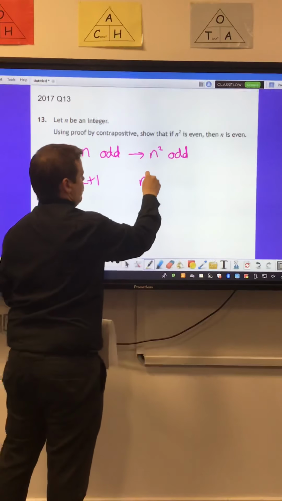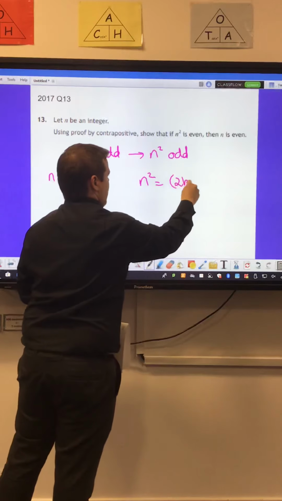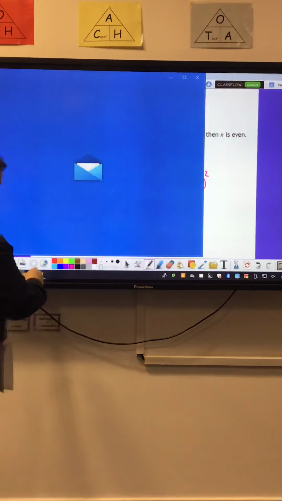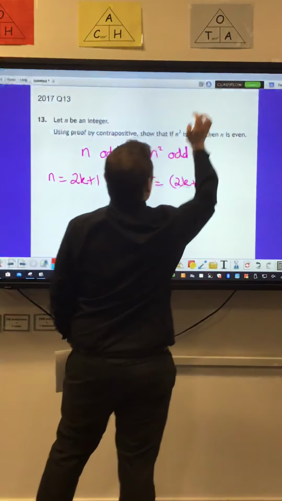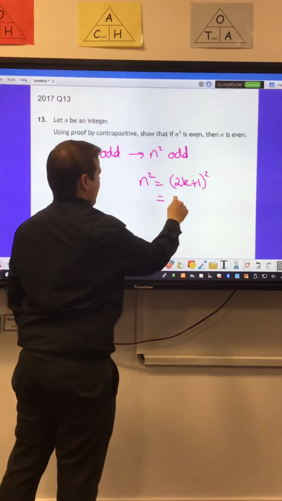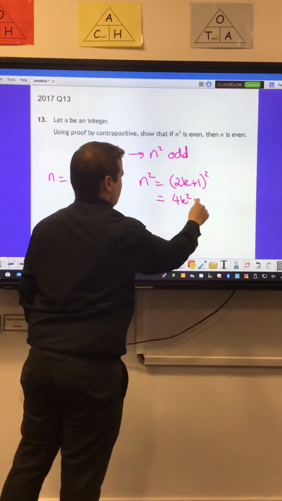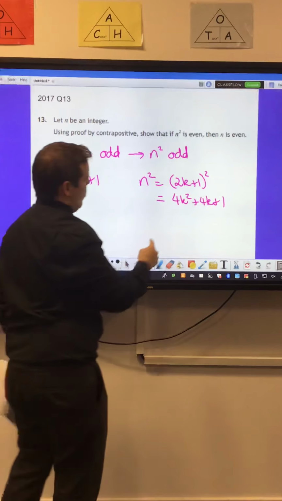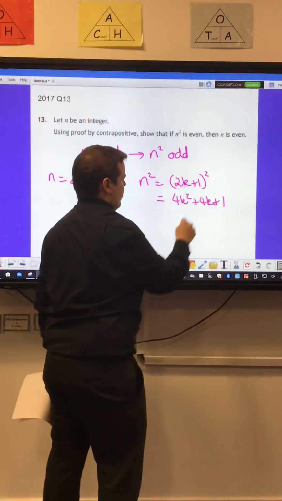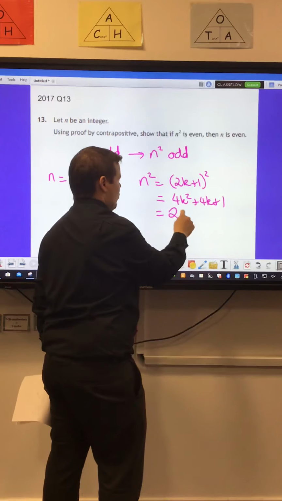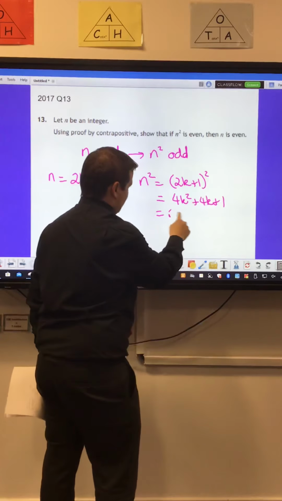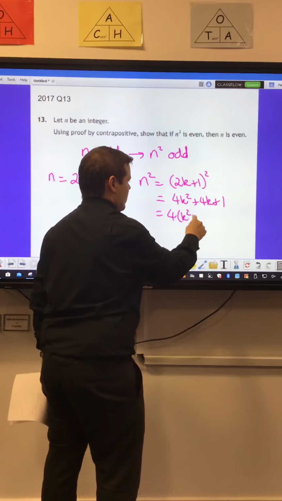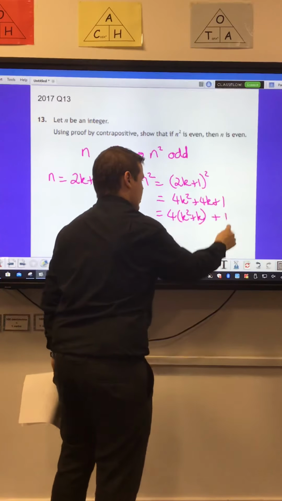That means that n squared is 2k plus 1 squared. What I'm going to do there is multiply it out. That is 4k squared plus 4k plus 1. Now how am I going to show this as odd? Well, I want to show that the first bit is even. Well, that is 2 lots of, in fact, make it 4, because 4 is an even number. 4 lots of k squared plus k, plus 1.